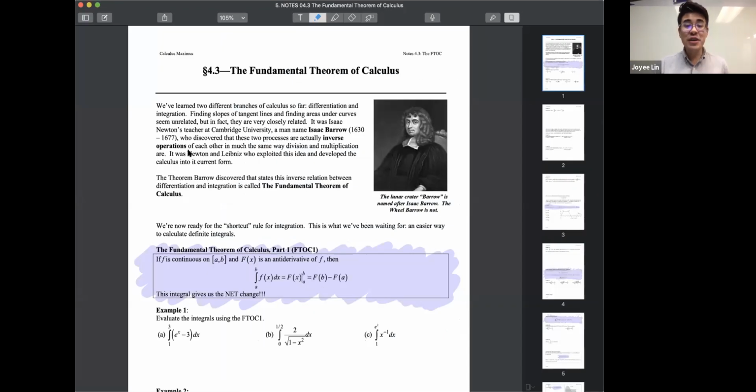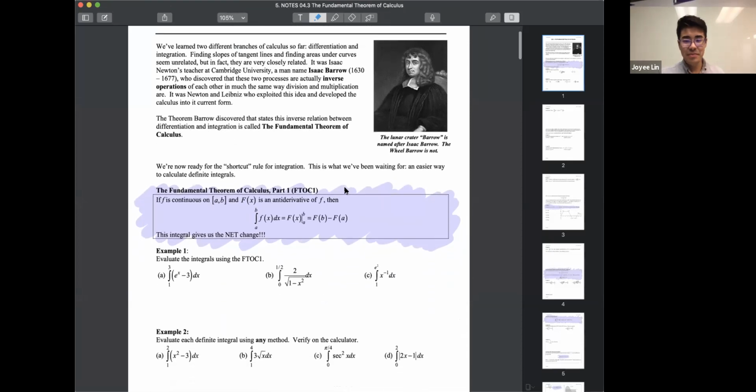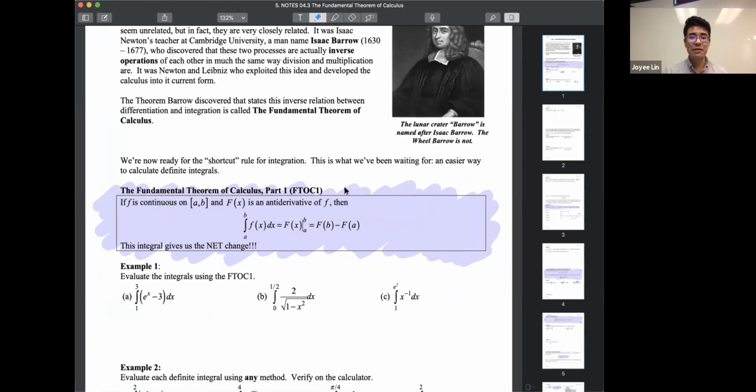Let's move on to the fundamental theorem of calculus. You will very likely have to evoke this rule at some point during the test. So this one first, right? If you have f continuous on a to b and F is an antiderivative of f, then you have this.